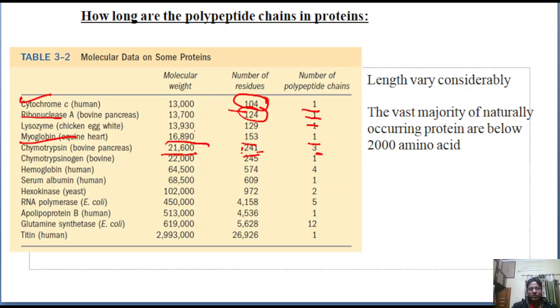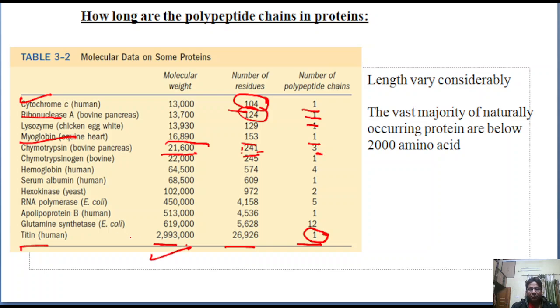So this table is showing that the proteins which are found have diverse functions in the biological system, and they have diverse sizes. Some can be 100 amino acid residues. Another protein here is titin, which has around 26,926 amino acid residues. It is one of the largest proteins, and these amino acids are linked in a single polypeptide chain, and its molecular weight is very high.